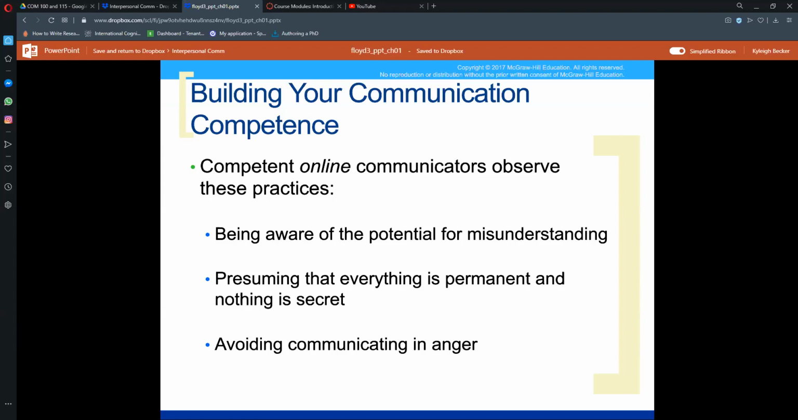They presume that everything is permanent and nothing is secret. Nothing is secret on the internet. Everything you post can probably be found again. There are sites that archive blogs and other social media. So don't put anything out there that you wouldn't want someone else to see, that you wouldn't want a potential employer to see. And avoid communicating in anger, because everything on the internet is permanent and nothing really remains a secret for long.